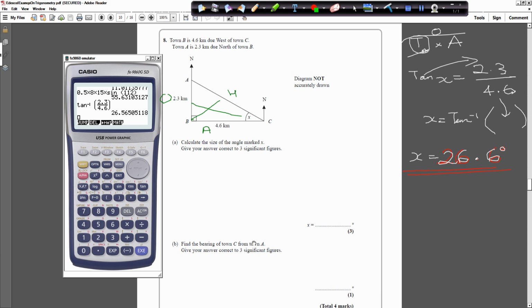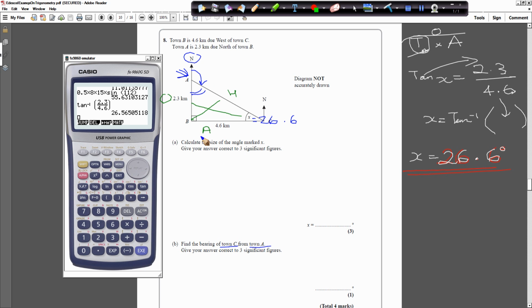Bearing of town C from town A. So which part of the diagram are we looking at? Bearing of C from A. So we've got to work out this angle here, because all bearings are measured from north. And it says of town C from town A, so we've got to start here and go towards the C. Now, we know the x value is 26.6, so this is 26.6. We want to work out this angle first, and from there we can work out the rest.